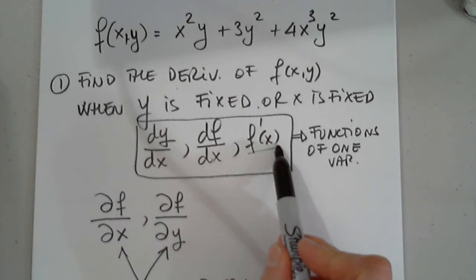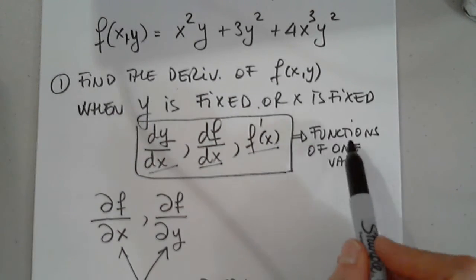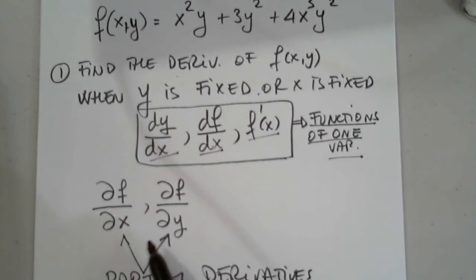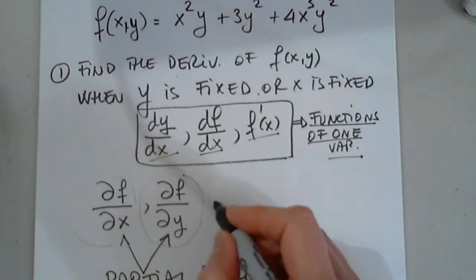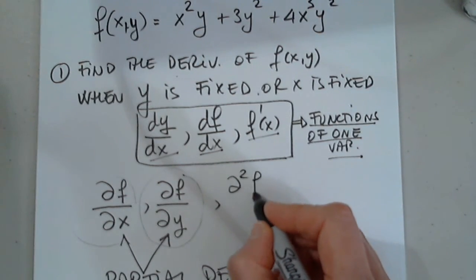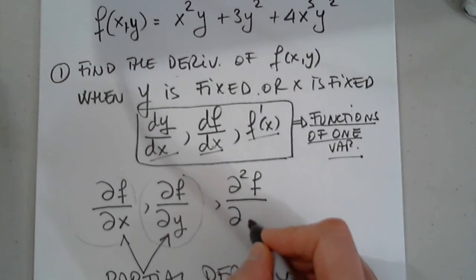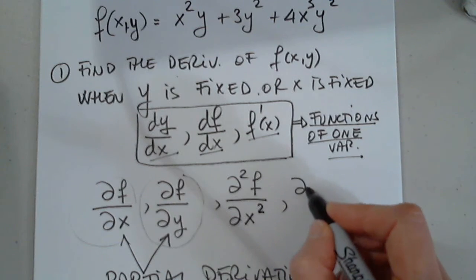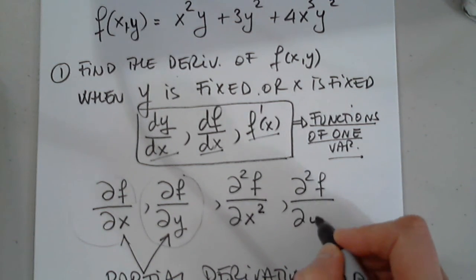This is the first derivative for functions of one variable. But if a function has more than one variable, x, y, z, etc., I can only determine partial derivatives. I can determine also the second partial derivative with respect to x. I can also determine the second partial derivative with respect to y.